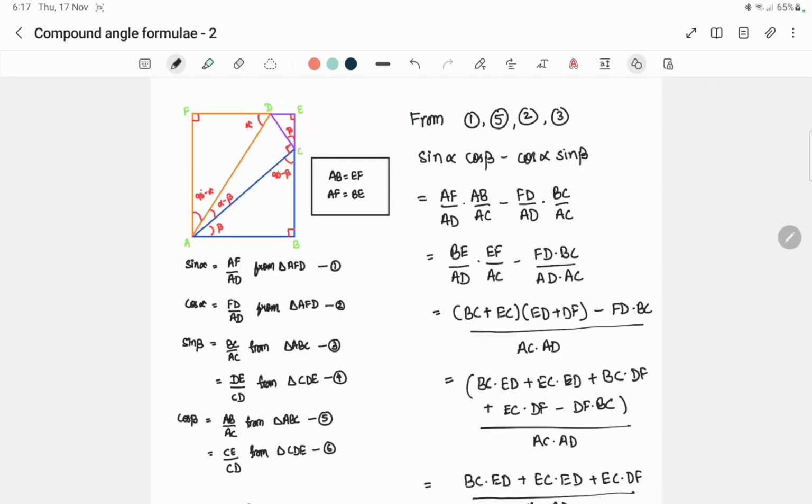Why? Now you should ask me why. Because here I have FD into BC. What is FD? FD is this guy, and BC is this guy. There is no direct relation, right? See, in this triangle AFD only you will have FD, and in this triangle ABC only you will have BC.